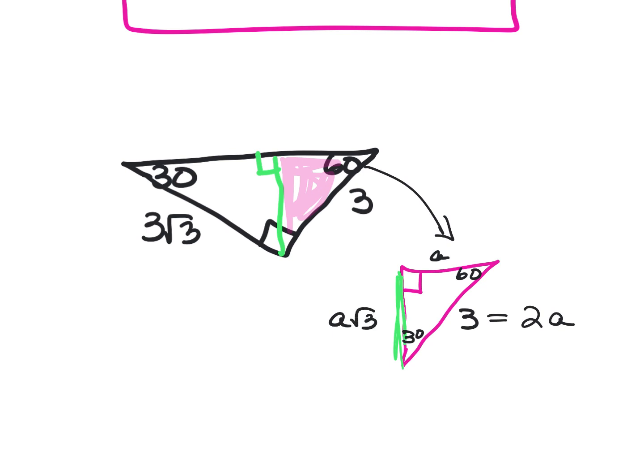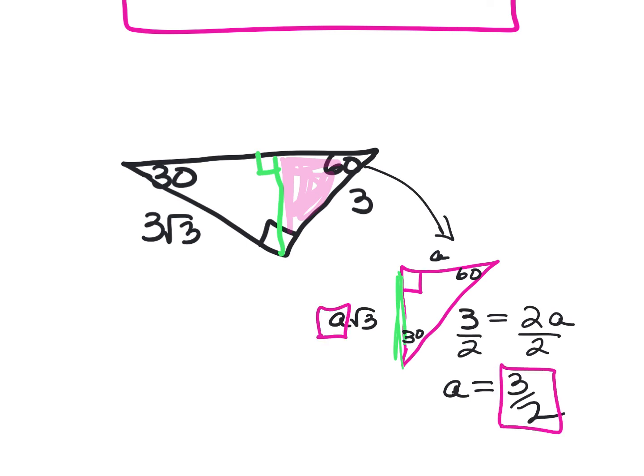So I need to find A, and then I'm just going to plug it in over here to get my altitude. So I'm going to divide both sides by 2, and my A value is 3 over 2. Now I'm just going to take that A value and put it right here. So the altitude of this triangle is 3 over 2 square root 3. So this was the altitude for B. Now I'm going to do the altitude for C.